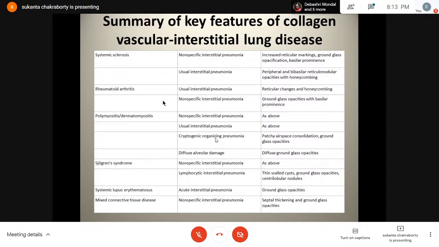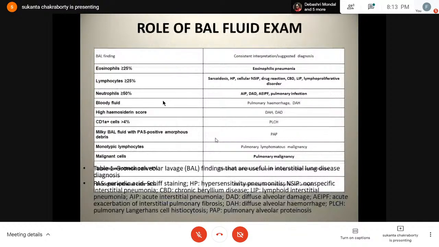In RA also, UIP is more common, but NSIP can be there. In polymyositis and dermatomyositis group, NSIP, UIP, cryptogenic organizing pneumonia, all can occur, and diffuse alveolar damage also. In Sjogren, NSIP or LIP, lymphocytic interstitial pneumonia. In SLE, acute interstitial pneumonia, AIP, can occur. And in MCTD, mixed connective tissue disease, there is NSIP. Next, before conclusion, the role of BAL fluid examination in interstitial lung disease. BAL fluid cannot contribute in all the subtypes.